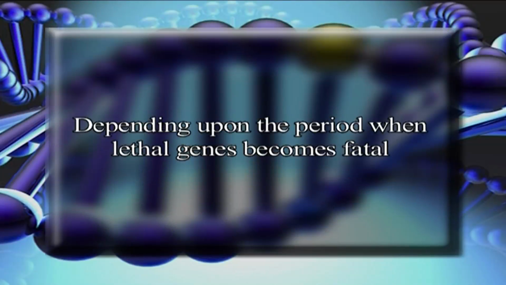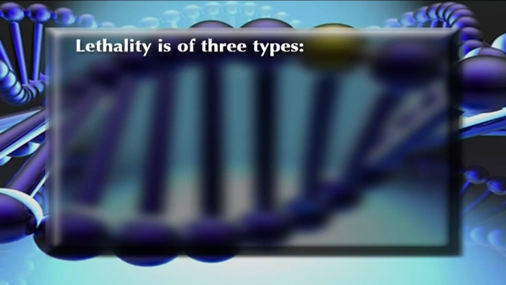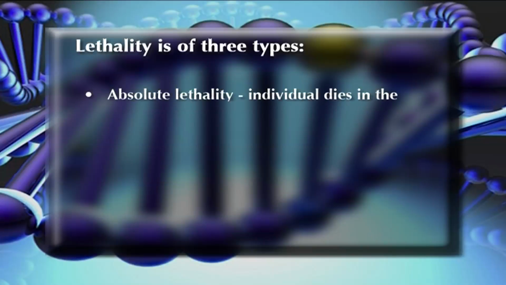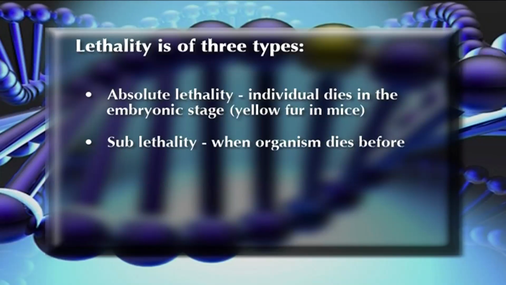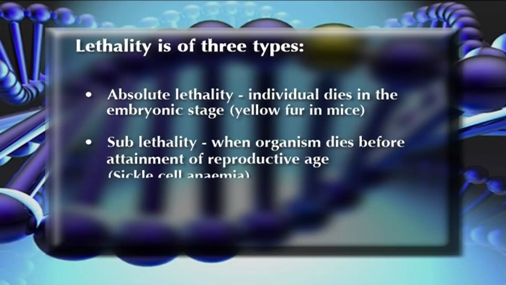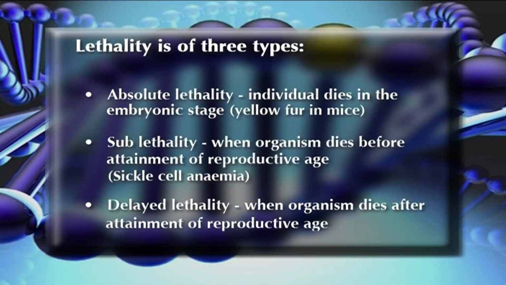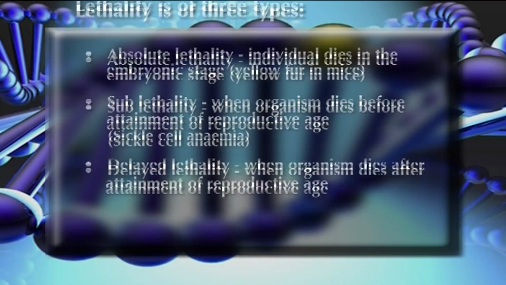Depending upon the period when lethal genes become fatal, lethality is of three types. Absolute lethality, here the individual dies in the embryonic stage, for example, yellow fur in mice. Sublethality, when the organism dies before the attainment of reproductive age, example, sickle cell anemia. Delayed lethality, when the organism dies after the attainment of reproductive age.